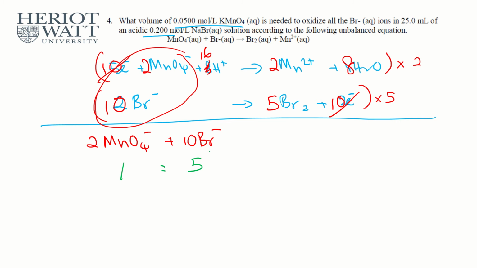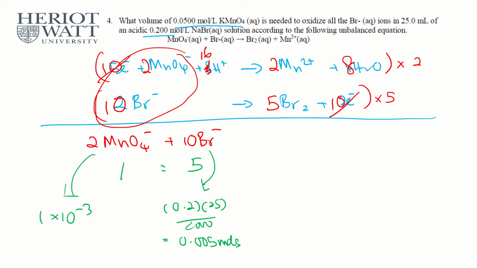So what is the number of mole of bromide used? 25 ml, 0.2. So 0.2 times 25 over 1,000. MV over 1,000, you will get a mole 0.005. Okay, so if this one is 0.005, you need to divide by 5. Right, so the mole of manganate is 1 times 10 to the power negative 3 or 0.001. So this is the mole of manganate.